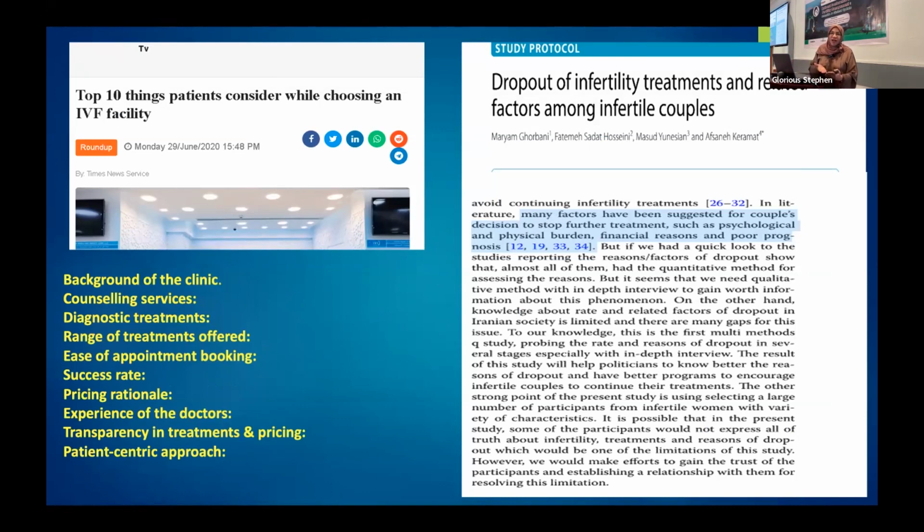You have to give good advice to these patients beforehand. Nobody will stay forever treating for infertility in one place. They will go shopping from one area to the other, but they need somebody to give them good advice. So how to pick a fertility center?